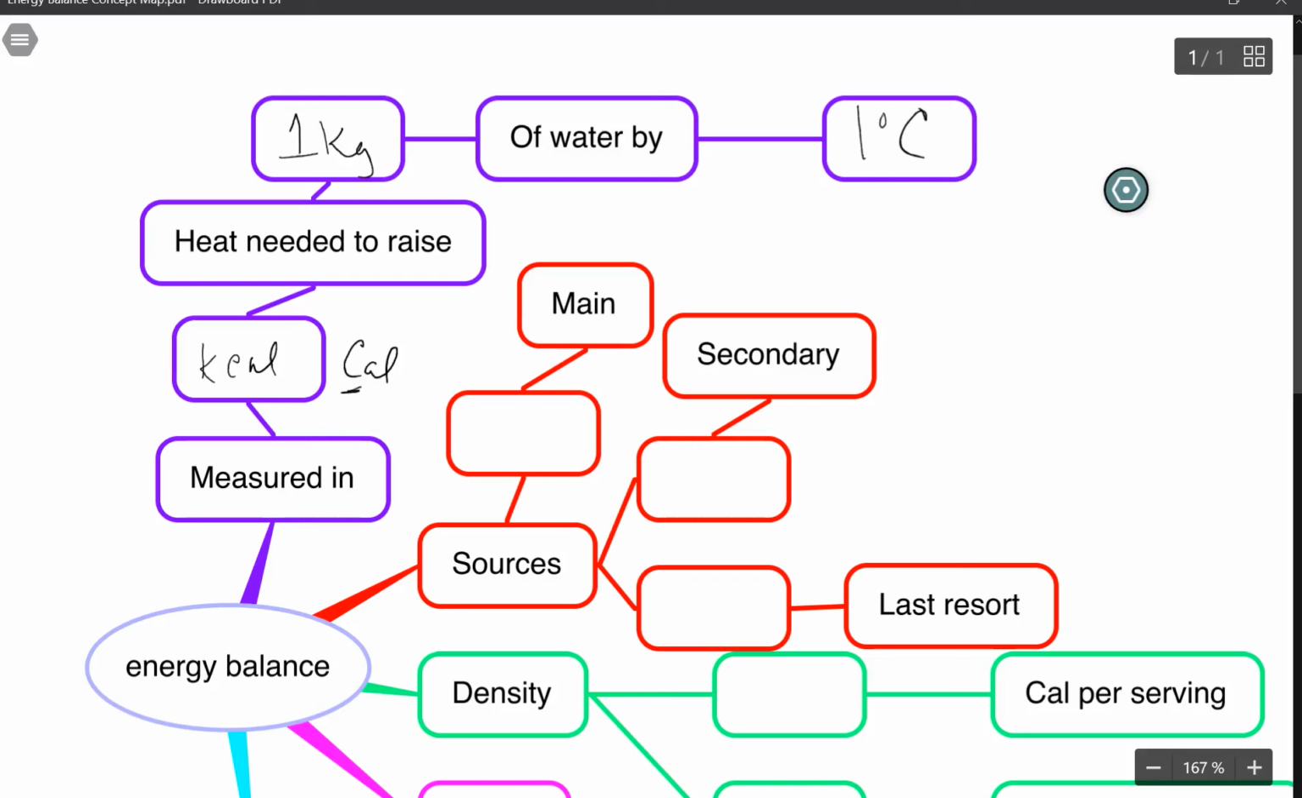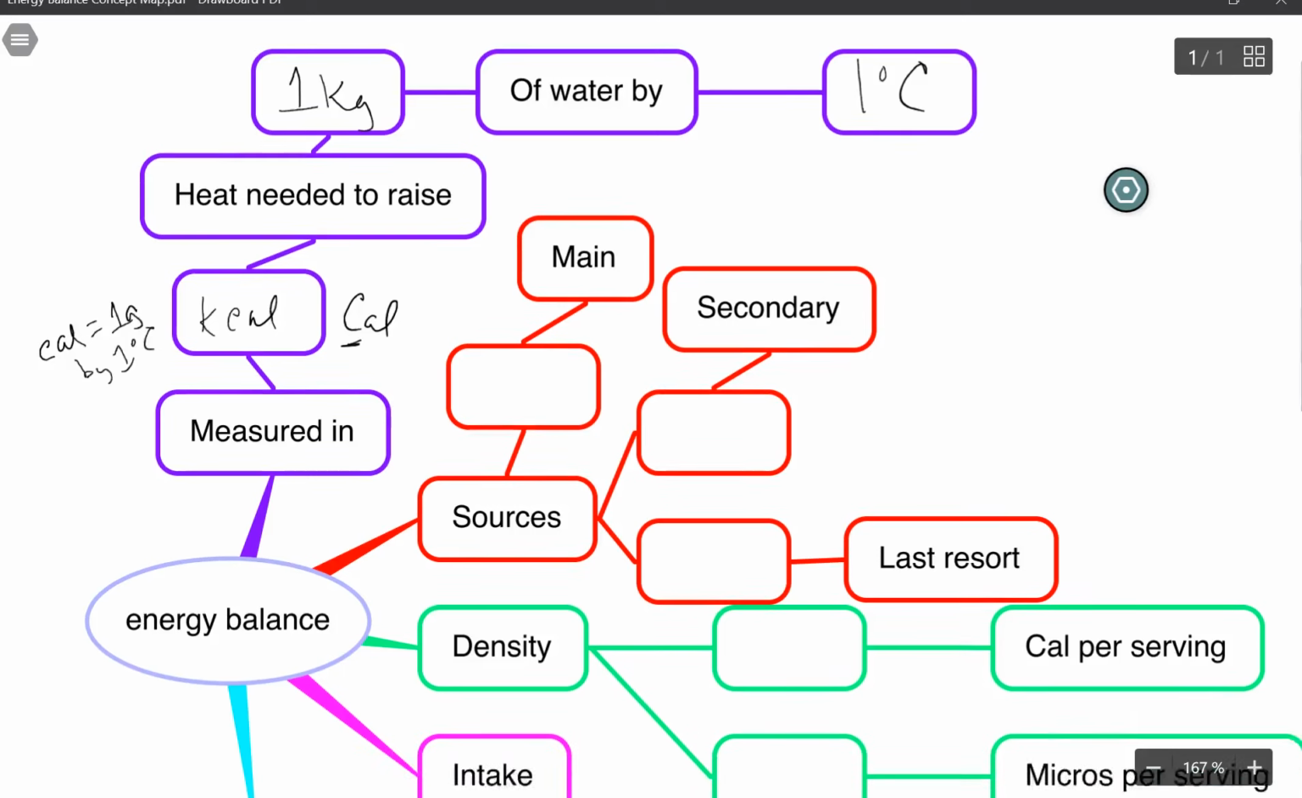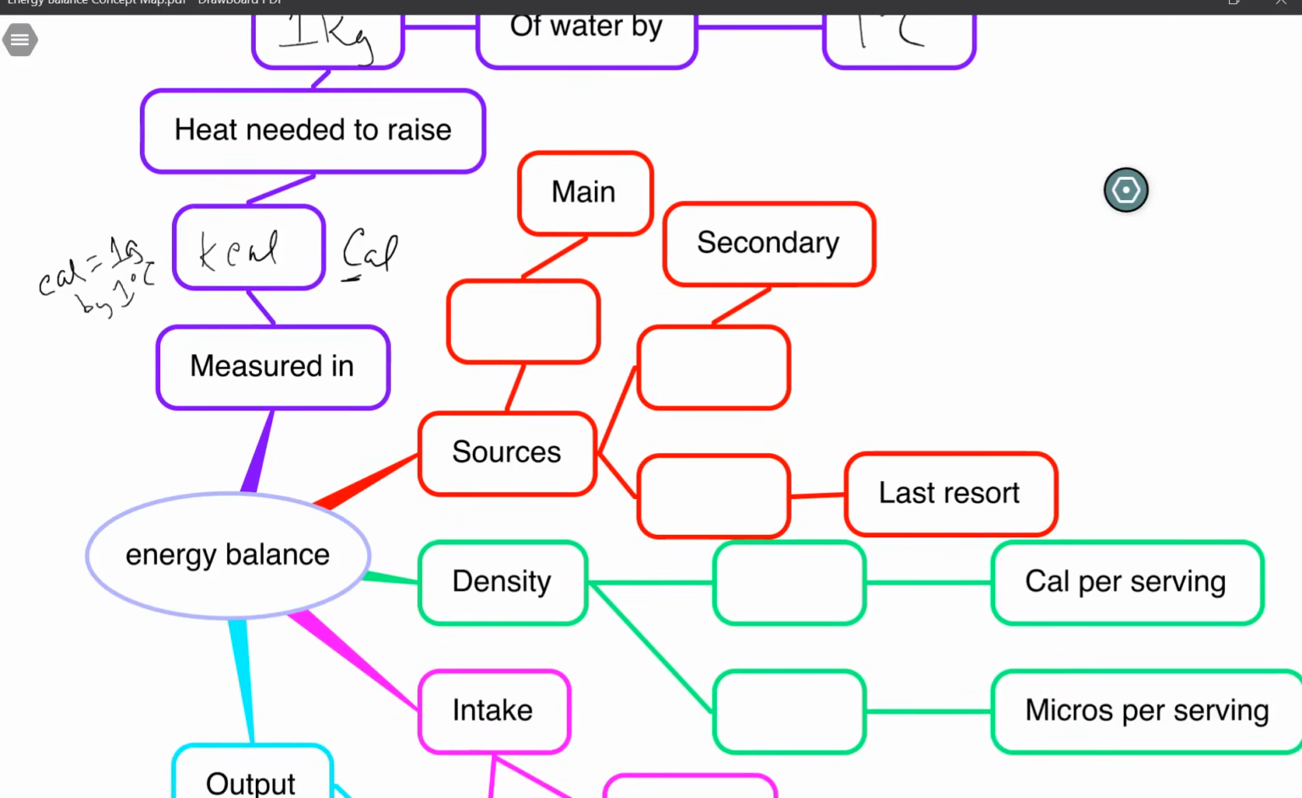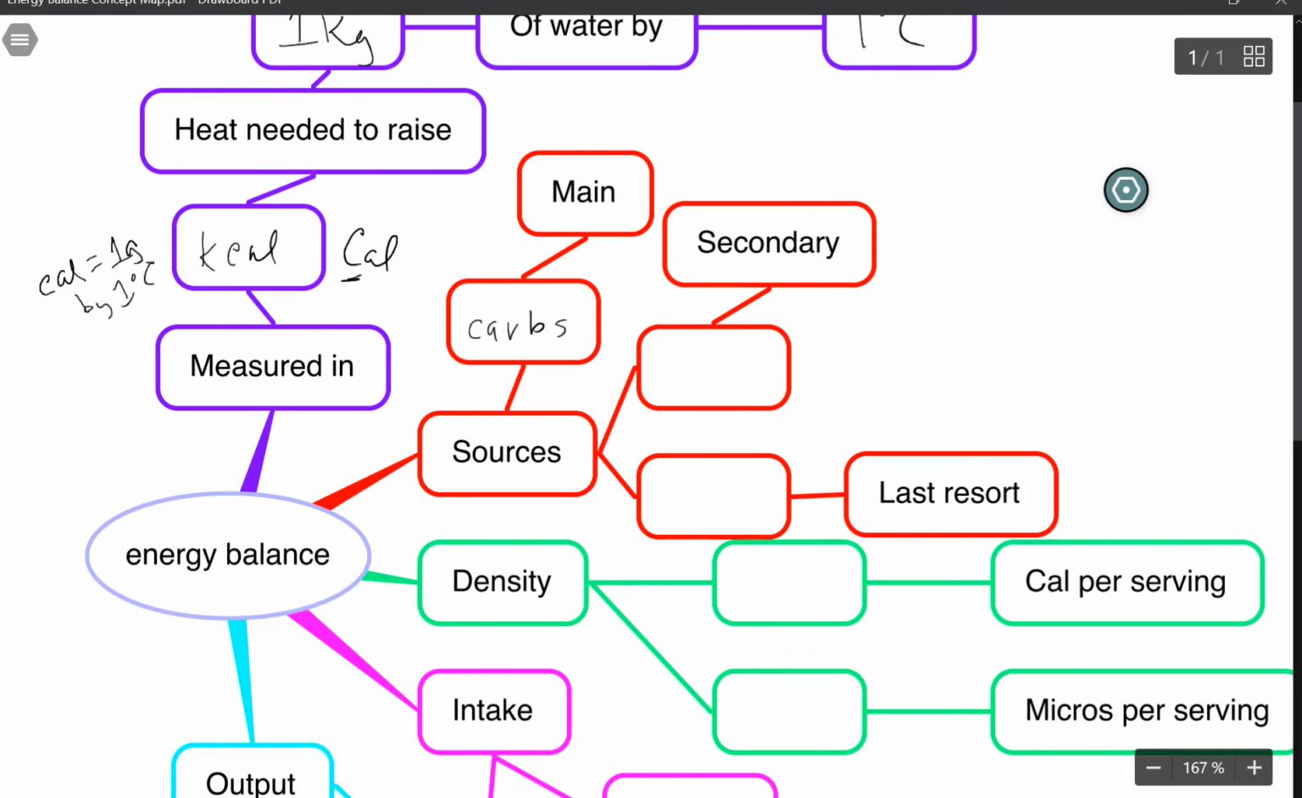The other definition we had is calorie with a little c, lowercase c. It's equivalent to raising 1 gram of water by 1 degree Celsius. So obviously we have 3 main sources of energy. We have carbs, lipids, and proteins. Our main source of energy is carbohydrates. The secondary source is lipids. And then our last resort for energy is going to be protein.